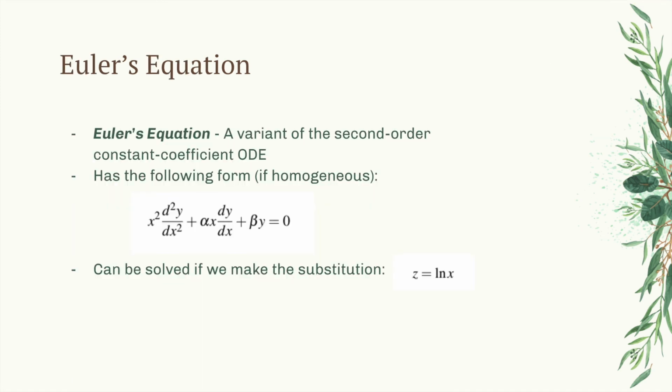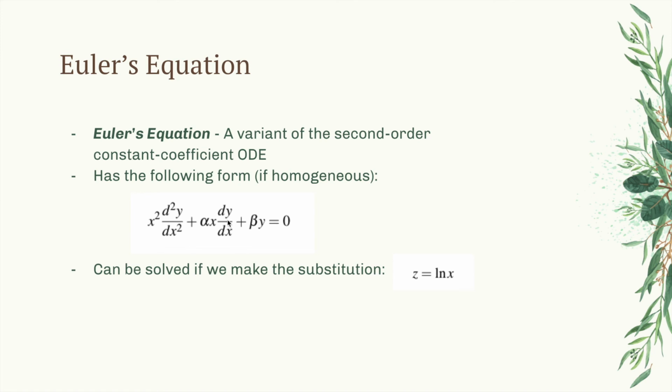The last topic we touch on today is Euler's equation that has the form x squared d squared y dx squared plus alpha x dy dx plus beta y equal to 0. Compared to the second order constant coefficient ODE we just saw, we just add x squared before the second order derivative and x before the first order derivative.